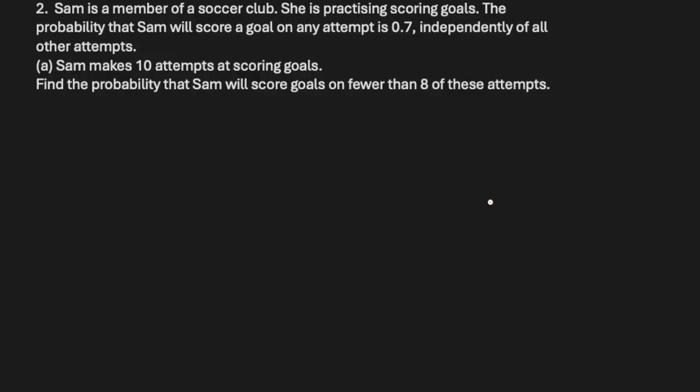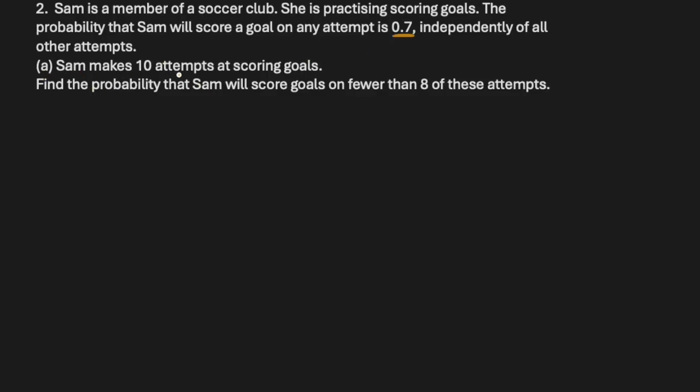Question number 2 says Sam is a member of a soccer club. She is practicing scoring goals. The probability that Sam will score a goal on any attempt is 0.7, independently of all other attempts. That means every time she tries, there is 70% chance that she will score a goal.